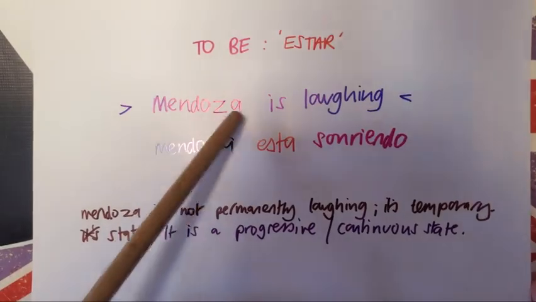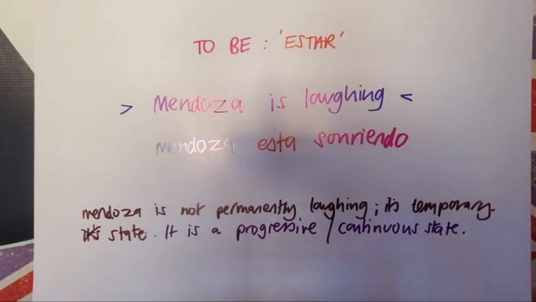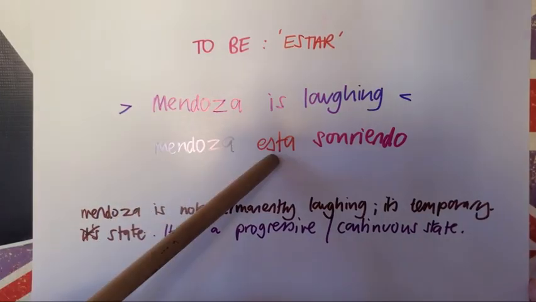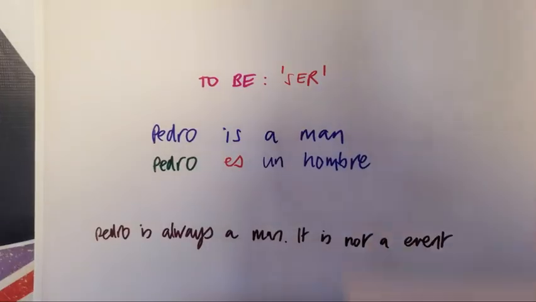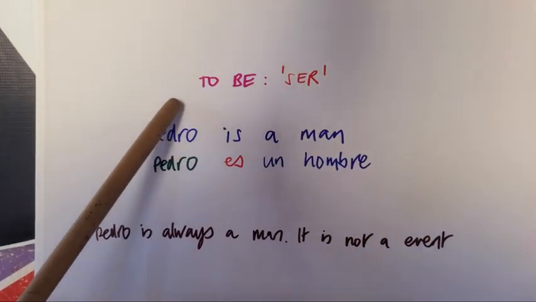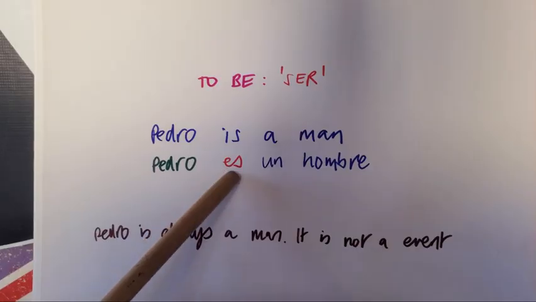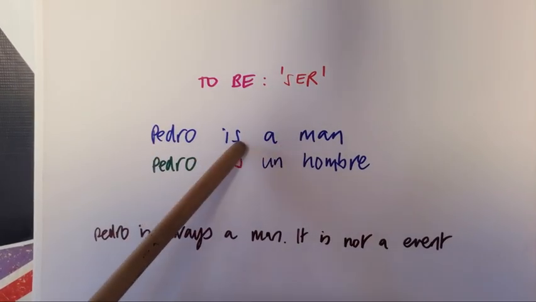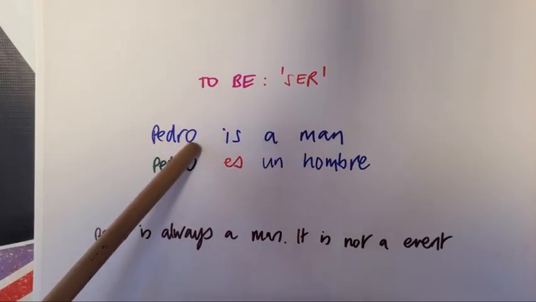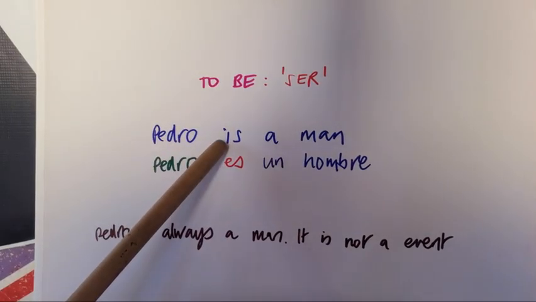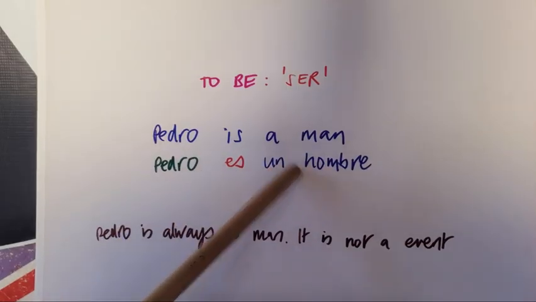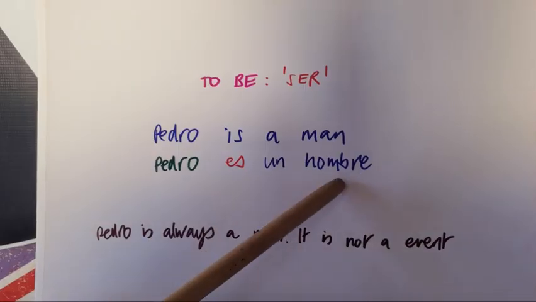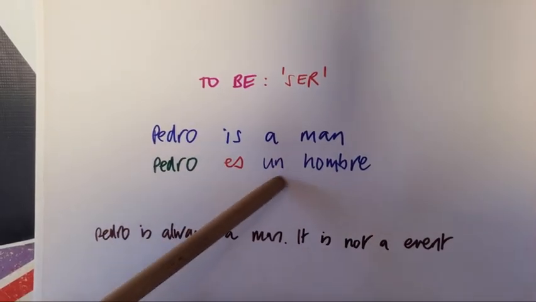So Mendoza is laughing. Laughing is an emotion, it's a temporary state, so we use the verb estar. It's not permanent. Now, look at a permanent state, or what's considered a permanent condition. Pedro is a man, the verb to be. I am, you are, he is. Your sex is considered permanent when we translate, and it's called Pedro es un hombre. You don't say Pedro está un hombre, you say Pedro es un hombre.